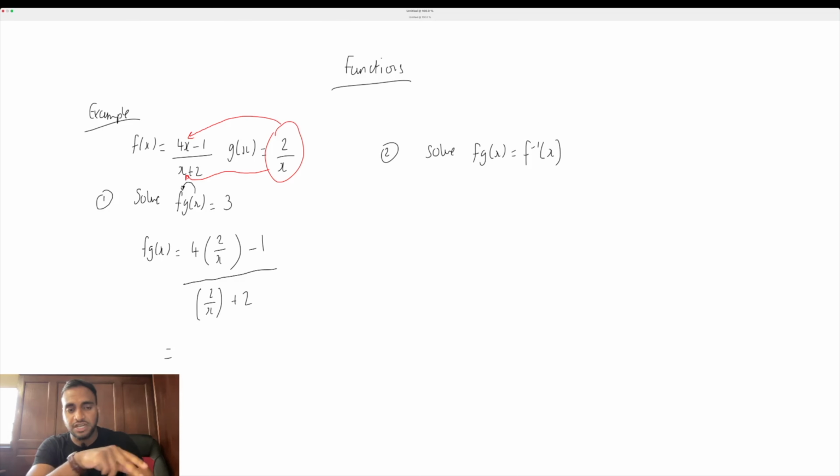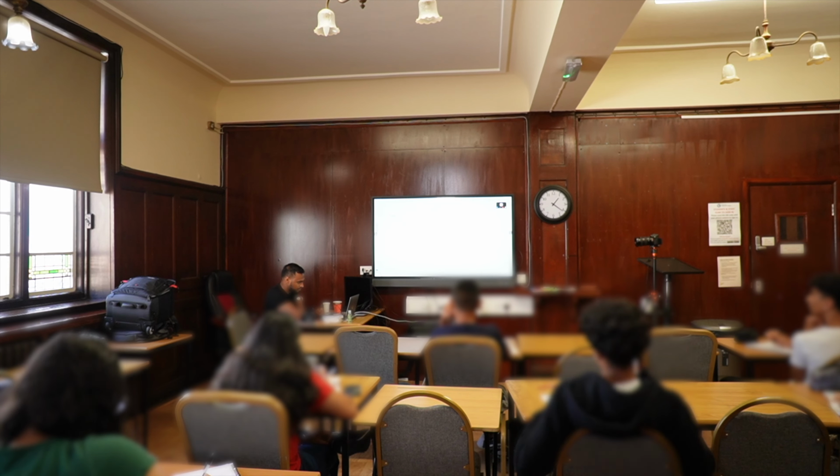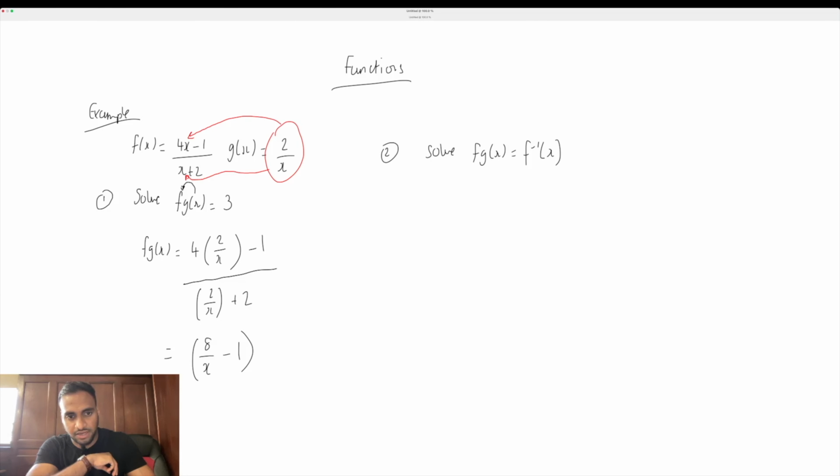Okay, what do we do? What does that mean? 4 times 2 over x. 4 times 2 is what? 8 over x, minus 1. If this line is confusing you, you can also write it like this, yeah? That line means divide. 2 over x plus 2, yeah? Now just simplify, find the lowest common multiple. The lowest common multiple between x and 1 is x. Cross multiply, 8 times 1 is 8. Cross multiply, x times minus 1 is minus x. Now don't do the division yet, first simplify this as well.